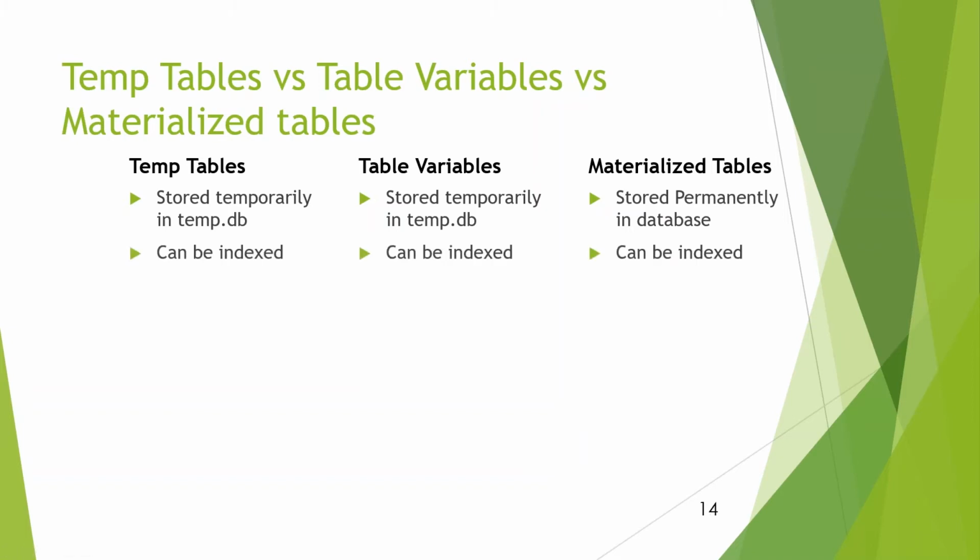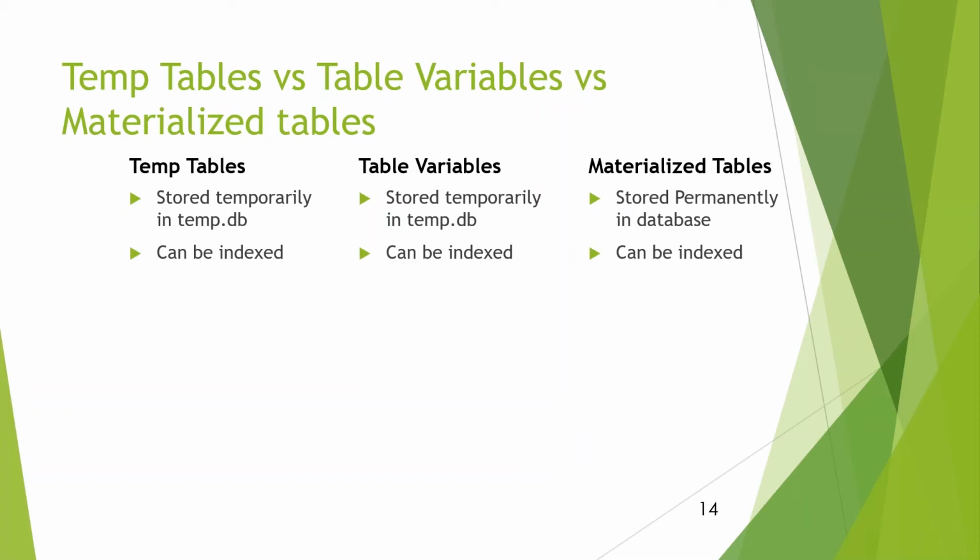Now, while you can index a table variable, it's not going to do squat. The reason for that is table variables, the assumption is there are very few records. Prior to 2014, it assumed there's only one record in the table variable, even though you could have a million records. And that will affect your execution plan.